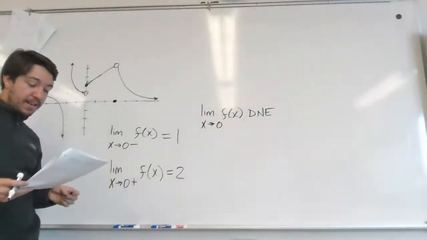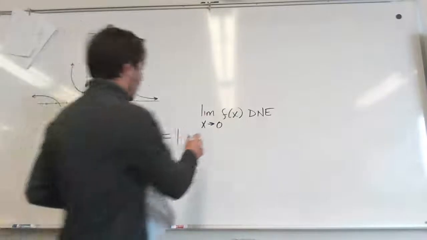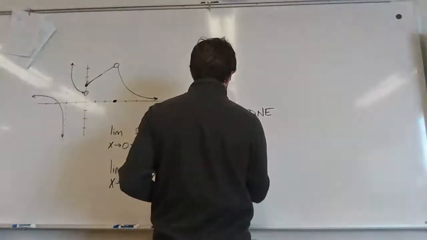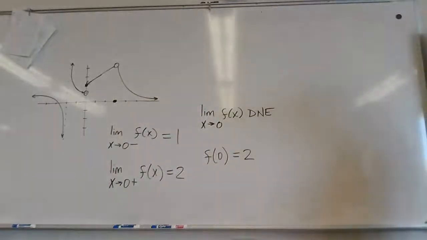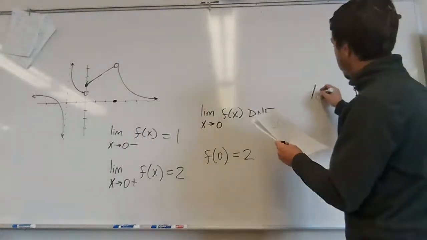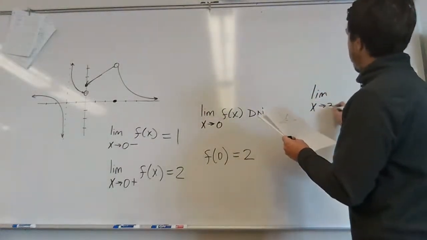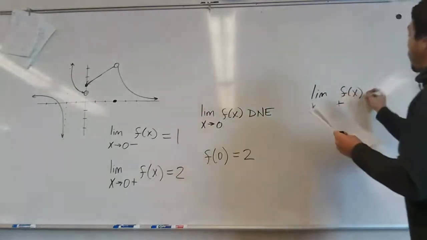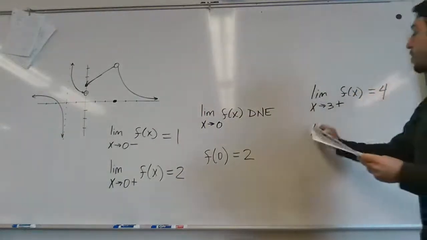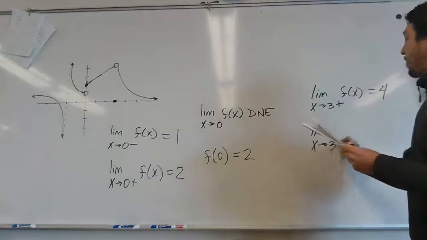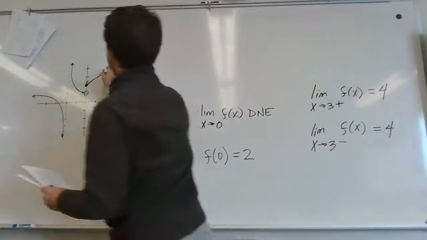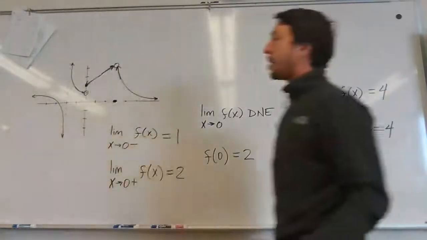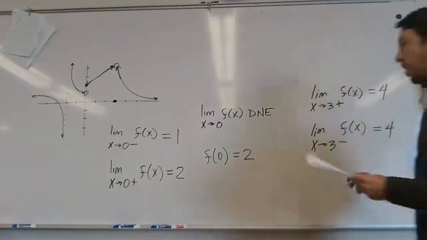How about f of 0? What is actually f of 0? 2. Very good. All right. How about at 3? What's the limit as x is approaching 3 from the right-hand side? 4. What's the limit as we approach 3 from the left-hand side? 4. Is everyone seeing that right here? You're approaching the same exact y value.